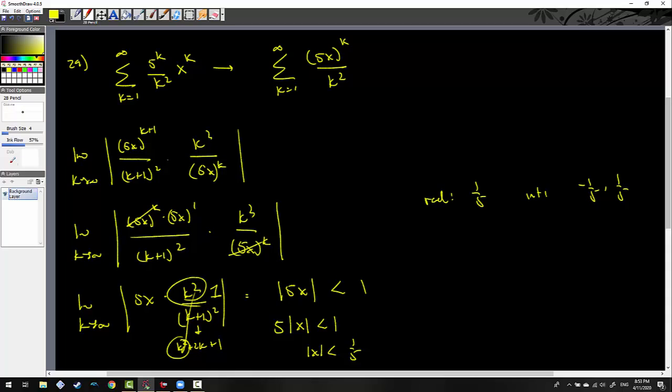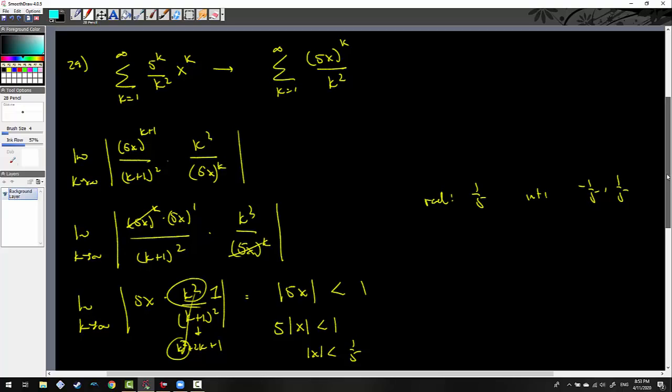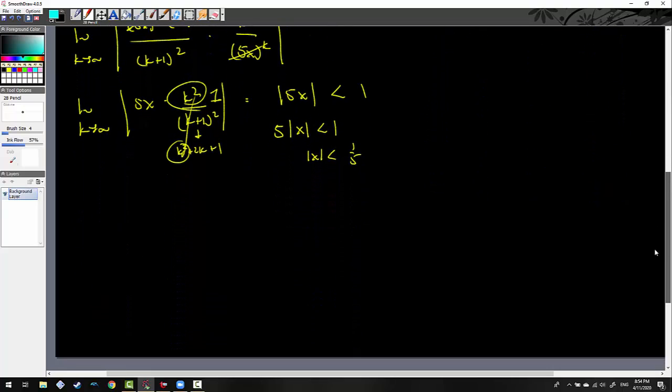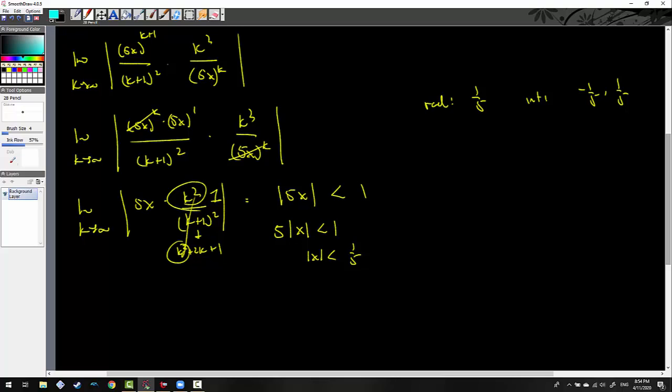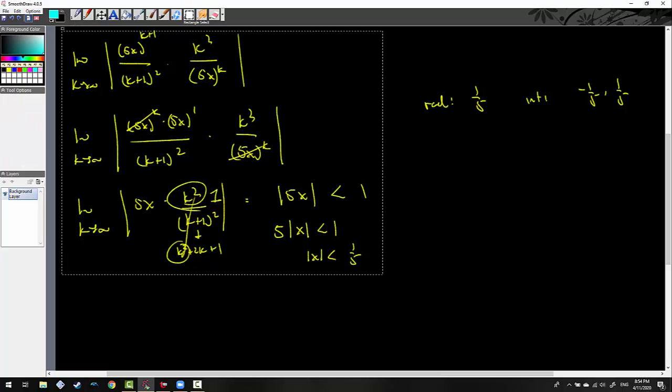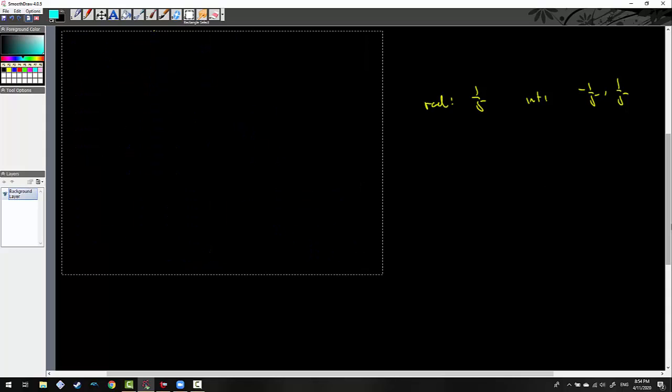Now, I'm actually not out of the woods yet because I now need to determine what types of brackets I'm going to put around that negative 1/5 and that 1/5. I'm not sure which one it's going to be. And if I'm going to find out what types of brackets those are going to be, I want to know if we're going to be converging exactly at those places. So how do I do that? Well, what I'm going to do is, first off, eliminate my ratio test for absolute convergence.